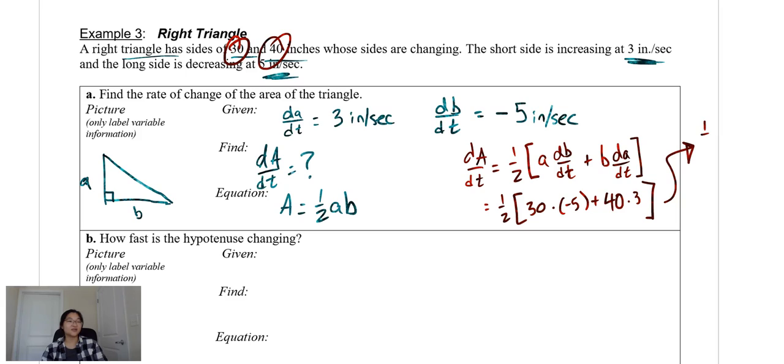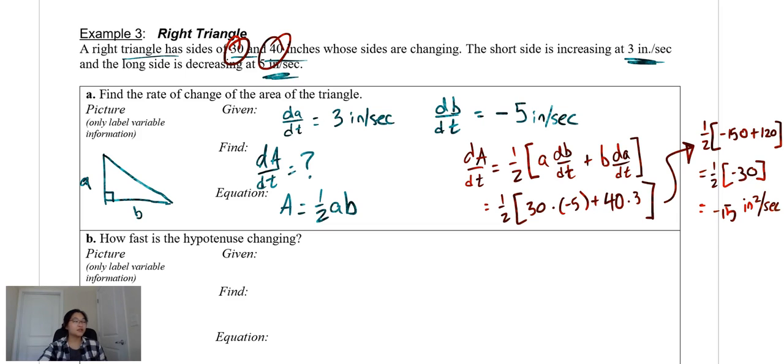Okay, so 1/2, 30 times negative 5 is negative 150, plus 40 times 3 is 120, and then what is that? 1/2 times negative 30, negative 15. What are the units on this? Pause. What are the units? The units are inches squared per second.